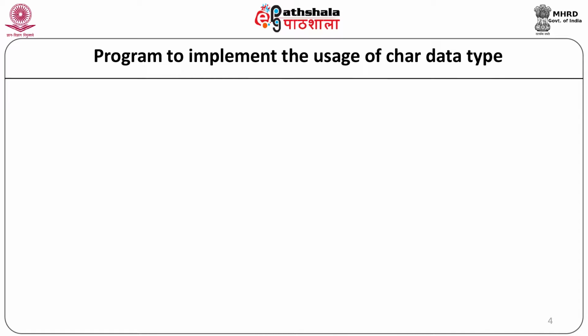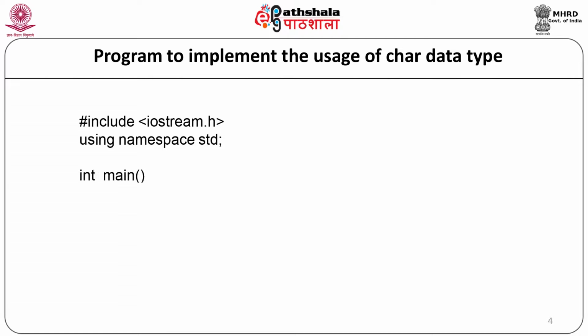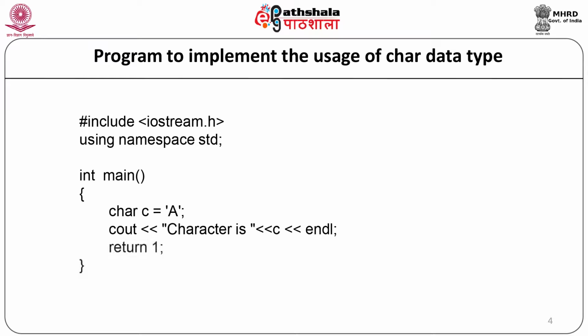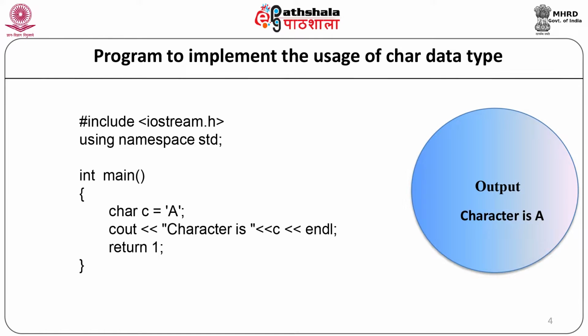Now let us see a simple program to see the usage of the character data type. The program starts with #include <iostream>, using namespace std, int main. Here we are declaring the character as char C and we are giving the initial value as capital A. We are displaying back the value of C on the screen as cout, "character is", the value of C, endl, and return 1, our program ends. When the following code is executed, it will produce the result as "character is" and the value capital A.